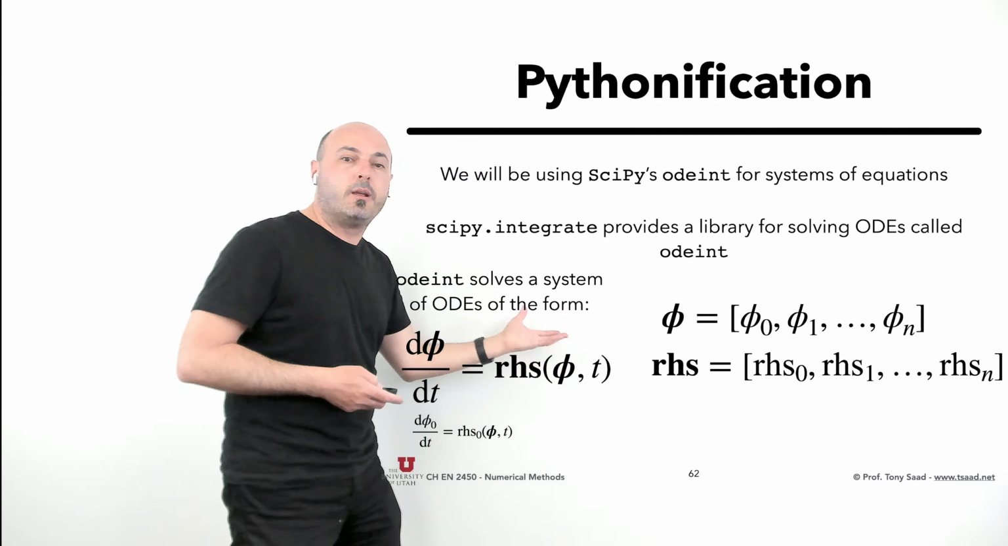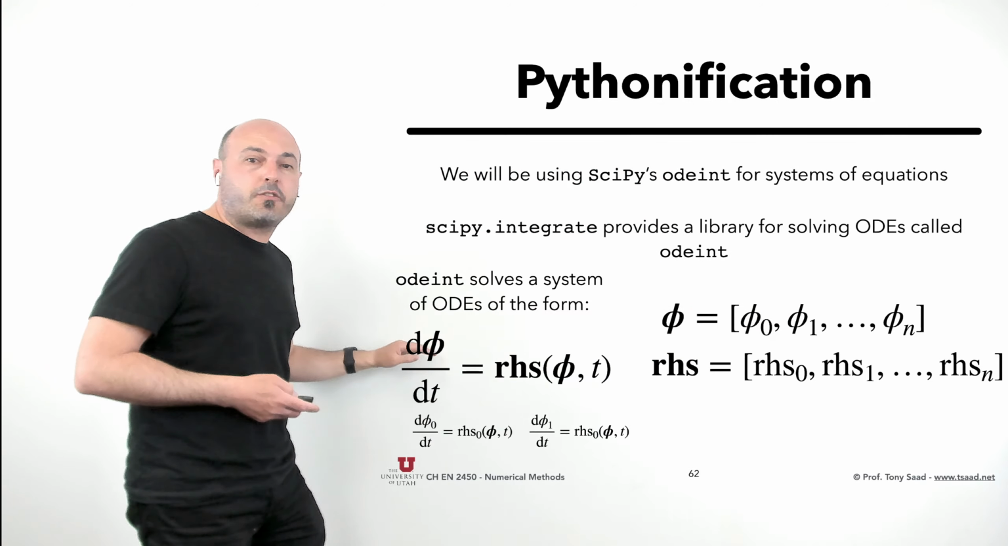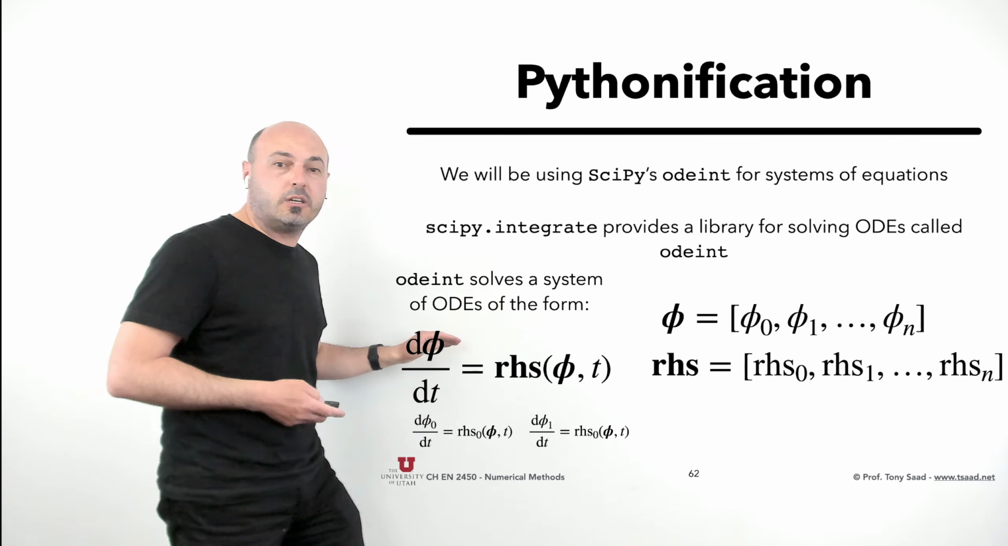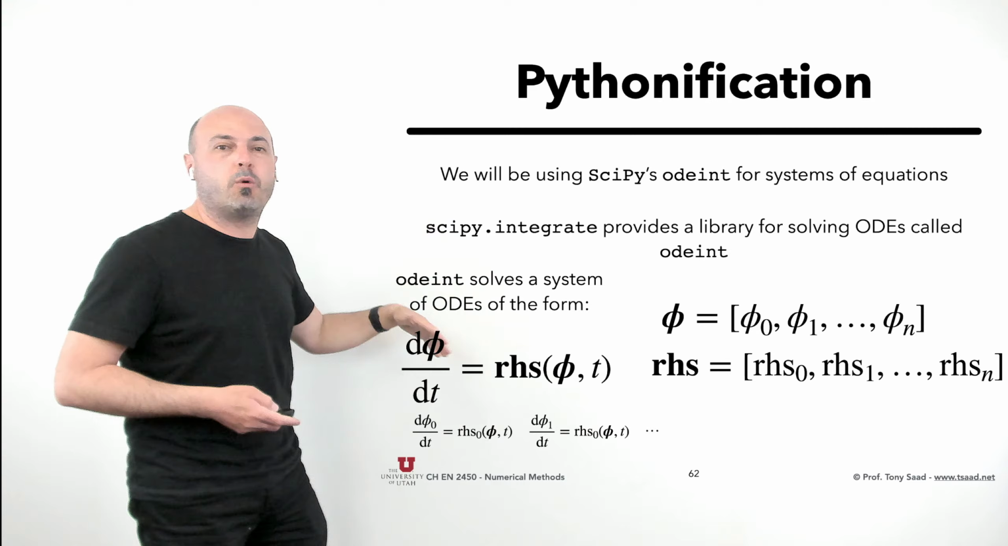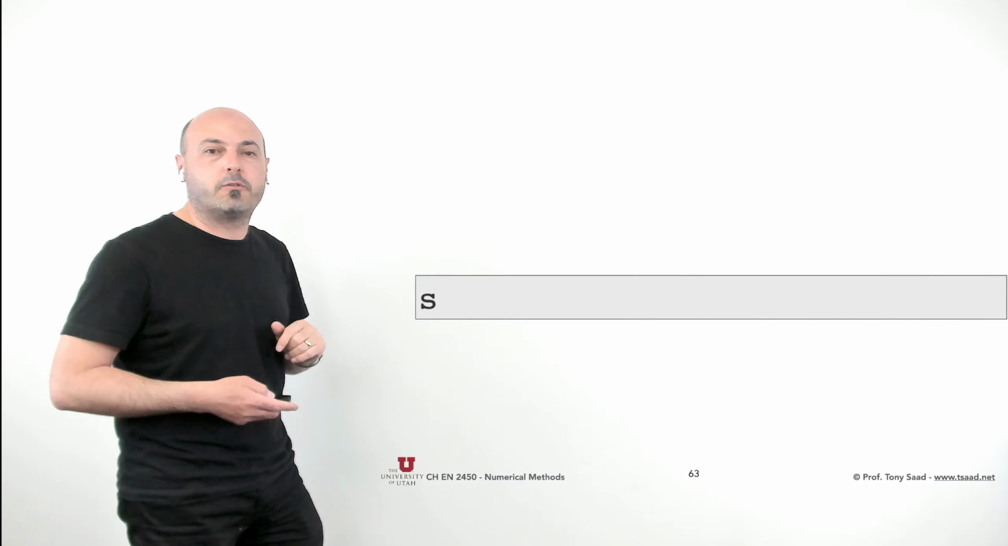But this is the form that this solves. And each of those has an initial condition, also described by phi 0 at t0 and phi 1 at t1, at t0, and so on and so forth.